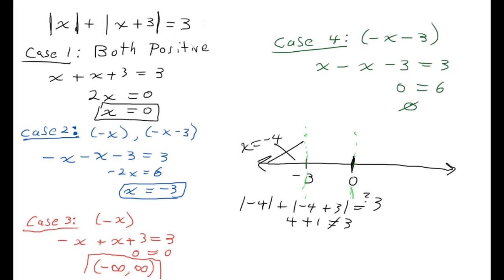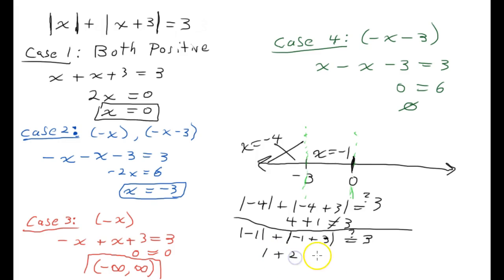We could pick a number here, and just to move things along, I can just pick x equals negative 1. Let's do this. The absolute value of negative 1 plus the absolute value of negative 1 plus 3. And does that equal 3? Well, we get 1 plus 2. Does that equal 3? Yes, it sure does. So this is good. This gets a check mark, this region.